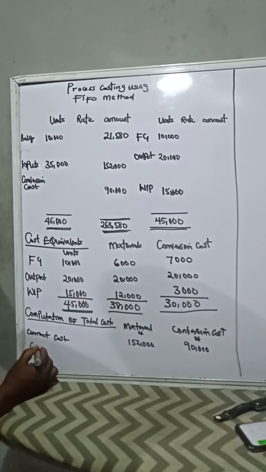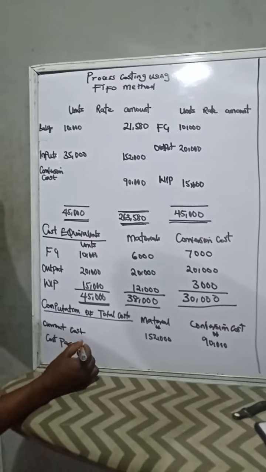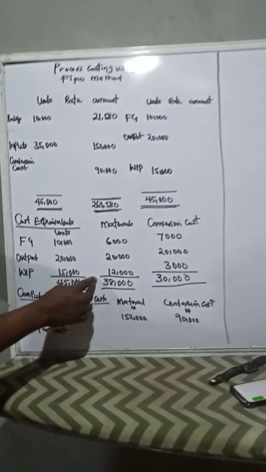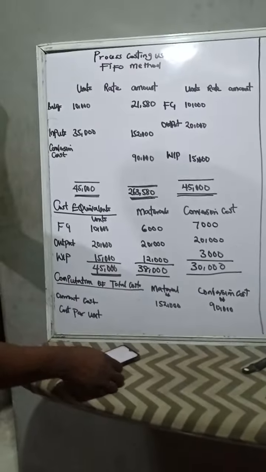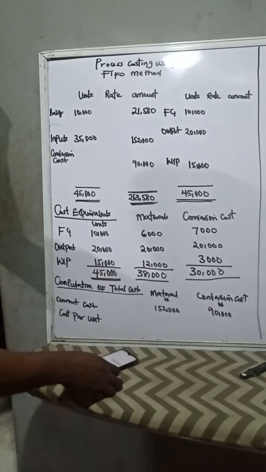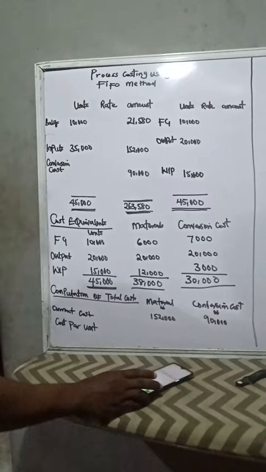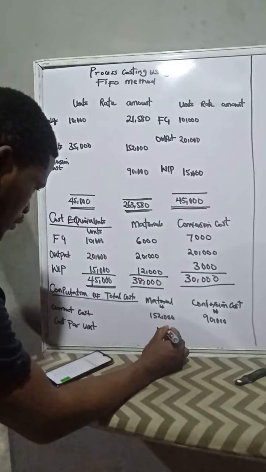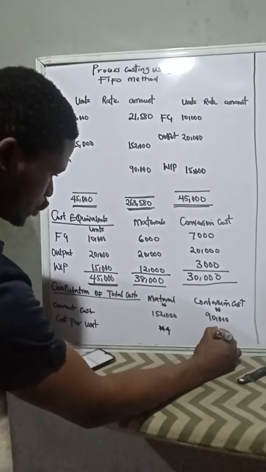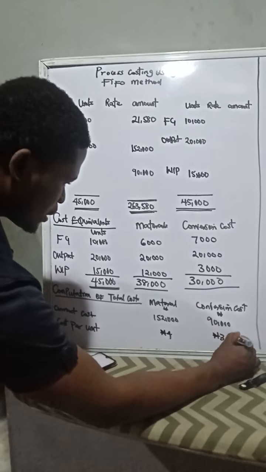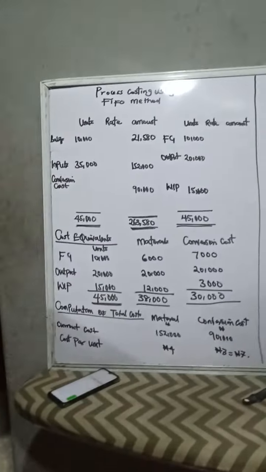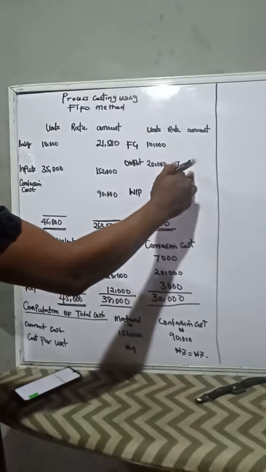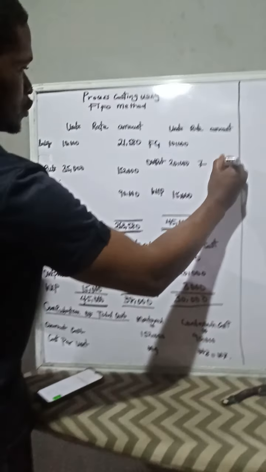Now let's get our cost per unit. My cost per unit, material: 152,000 divided by 38,000. So 152,000 divided by 38,000 gives me 4. So this one is 4 naira. While 90,000 divided by 30,000 units is 3 naira. So total is what? 7 naira. You can see now, total is 7 naira. So I'll bring in my 7 naira here. So 20,000 times 7 will give me 140,000.